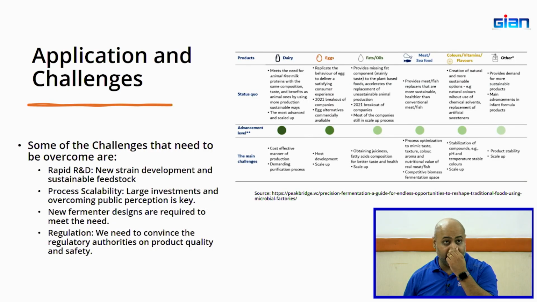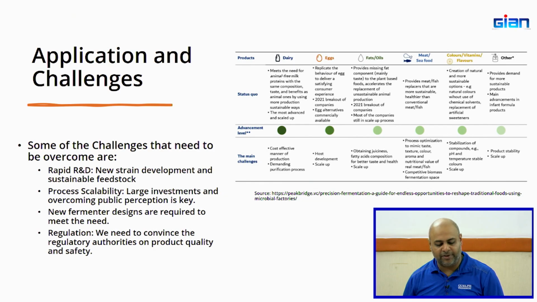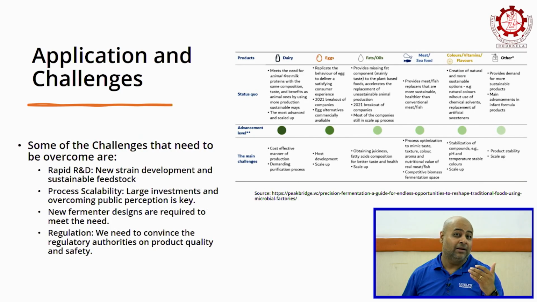Now, some of the applications and the challenges with respect to fermentation. Some of the challenges that need to be overcome when we are looking at precision fermentation specifically would be new strain development and sustainable feedstock. Because if you can develop strains that can consume feedstocks that are waste materials, that would be amazing. You are going to reduce the overall cost. The process scalability with the large investments and overcoming public perception is key.